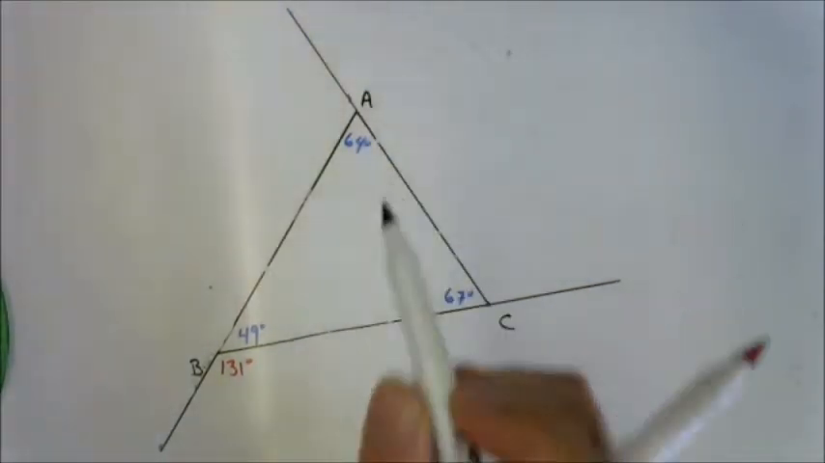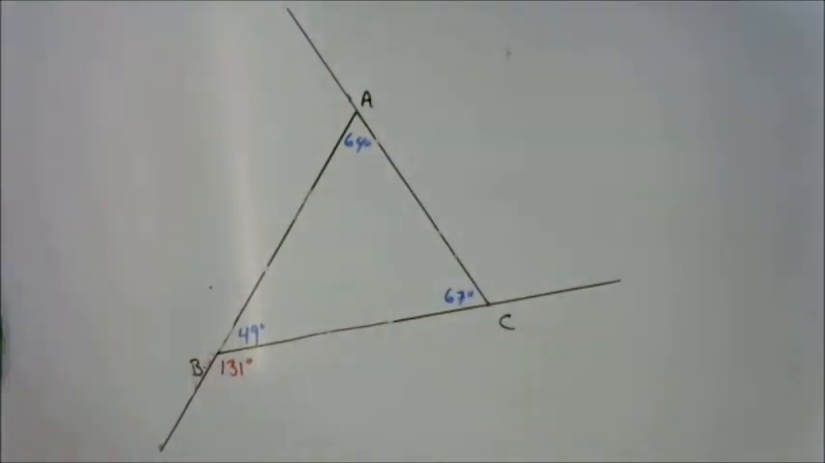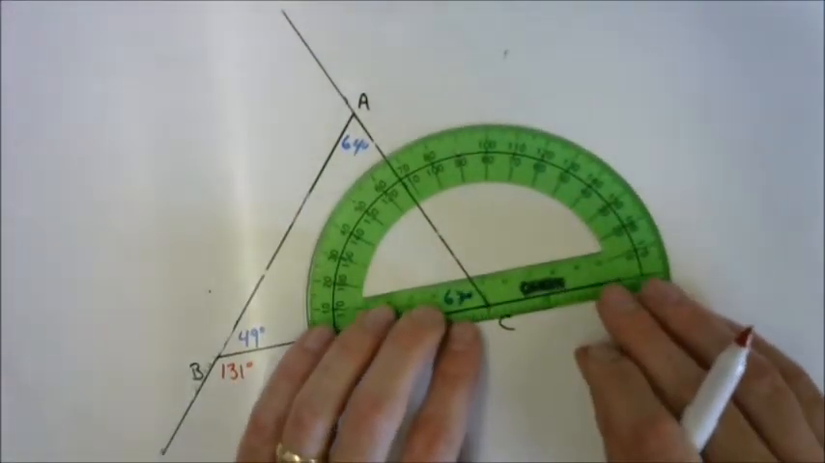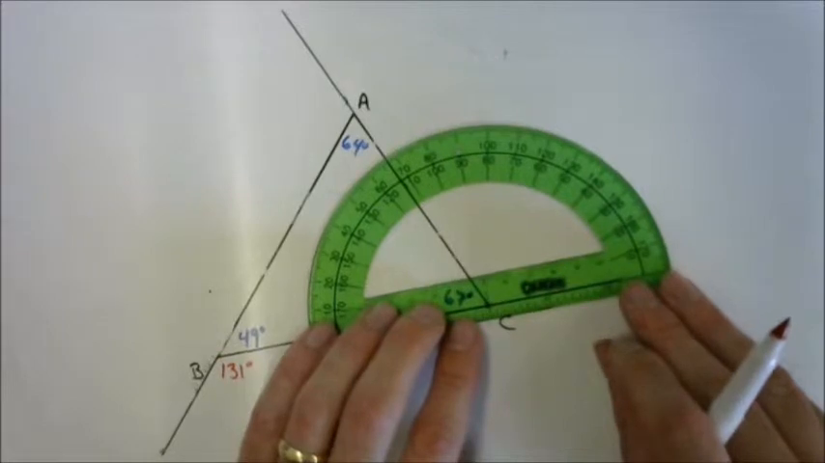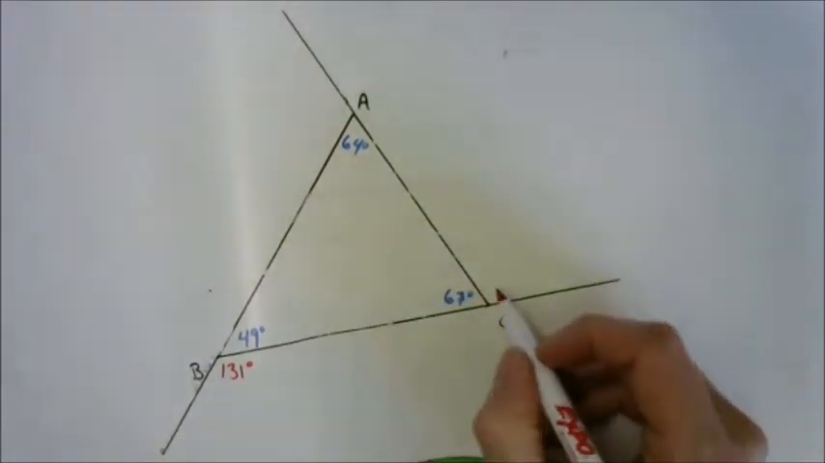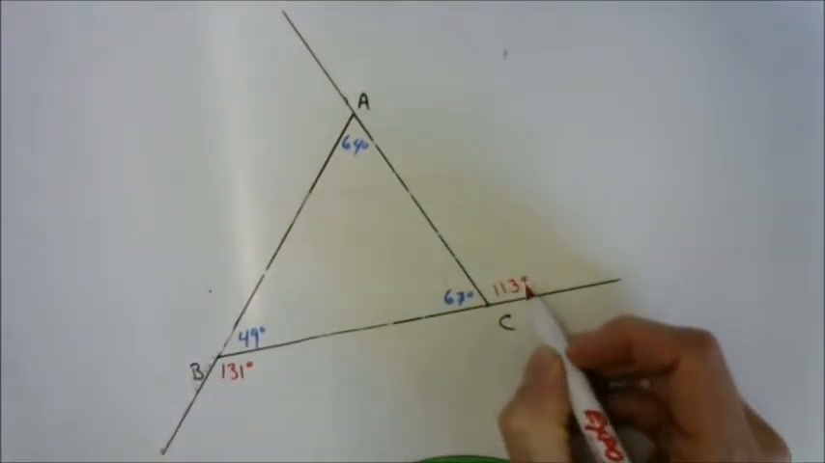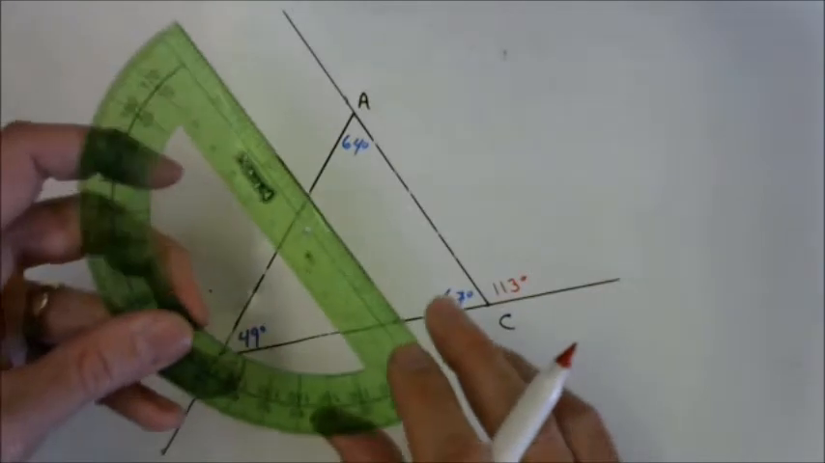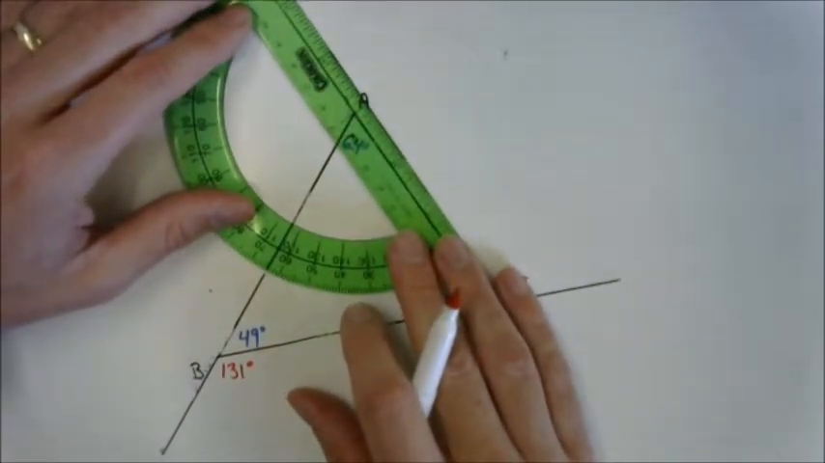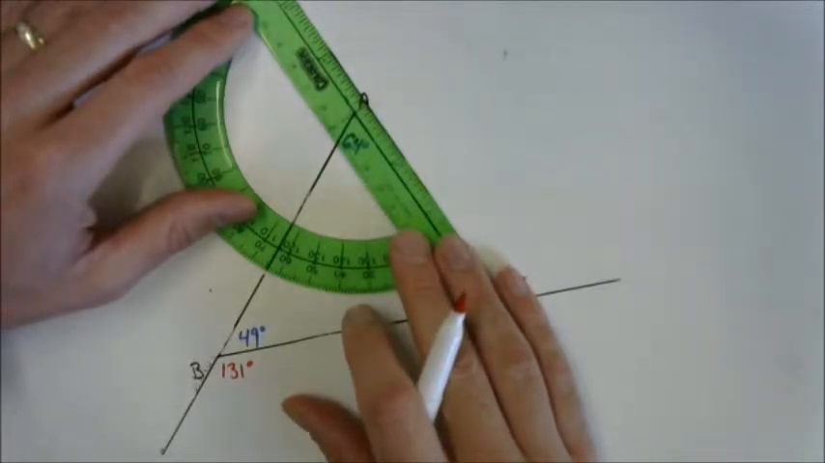Can you just go 180 minus 49? You could, but then you'd be using a property to solve rather than an investigation. So we'll get there. This one, the outside, measures 113. 360. That is a great observation, Jada. And this one is 116.